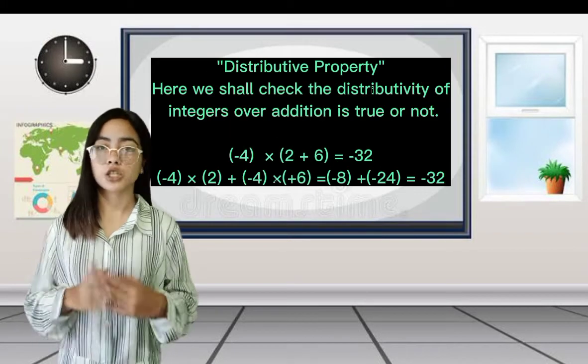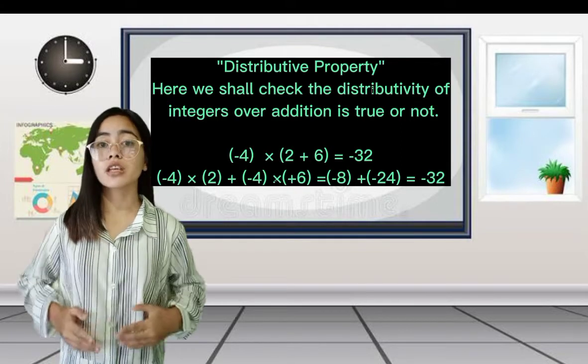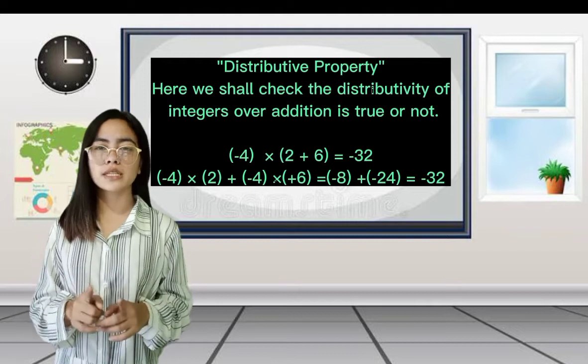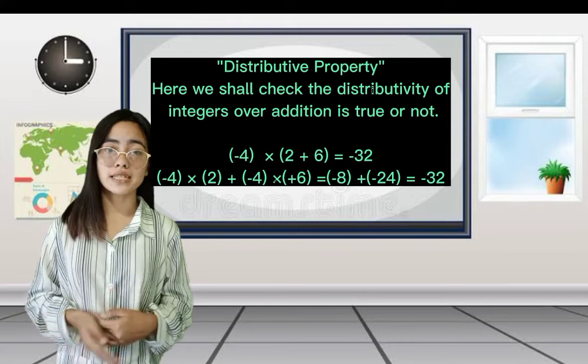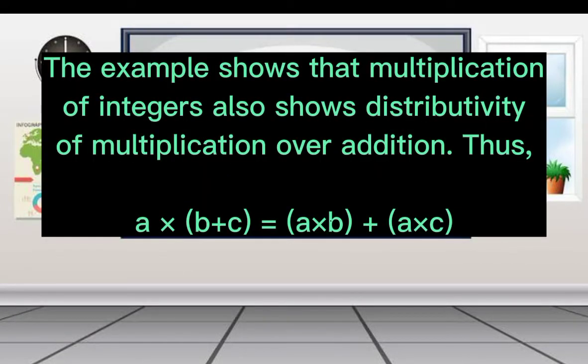The next is the distributive property. Here we shall check whether the distributivity of integers over addition is true or not. Negative 4 times (2 plus 6) equals negative 32, and the other side is also equal to negative 32. The example shows that multiplication of integers also shows distributivity of multiplication over addition. Thus, a times (b plus c) equals a times b plus a times c.